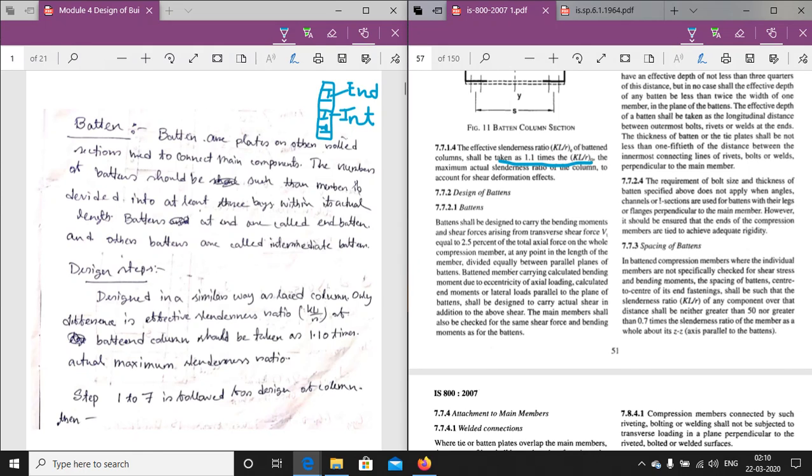From step 1 to step 7 in the lacing design, the lacing system design will be followed here also, because up to step 7 we developed how to design the column, how to select the member from SP6, the slenderness ratio, and whether the strength of the column is sufficient to withstand the load coming to the column. So steps 1 to 7 will be followed here also.